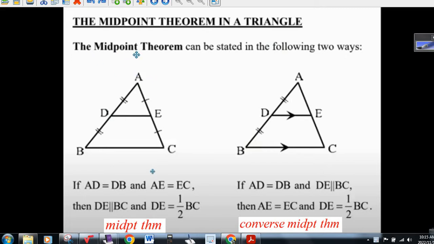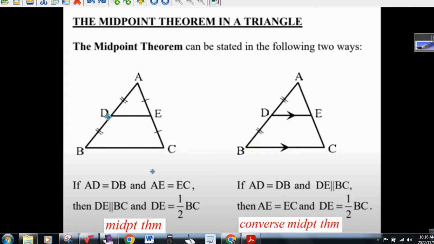The midpoint theorem says this: if you have two midpoints in a triangle, say D's right in the middle and E's in the middle, they're midpoints. That means the sides of the triangle on either side are equal to each other. That's what makes it the midpoint. So DA equals DB, AE equals EC.